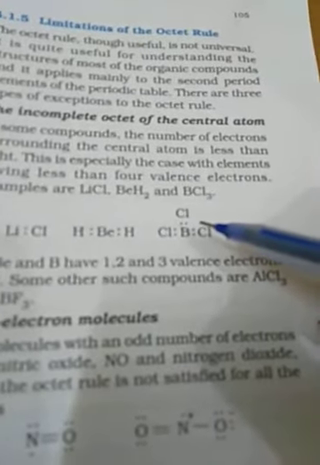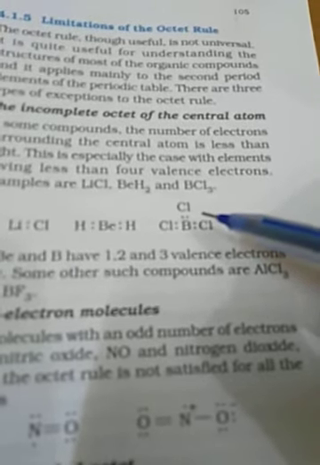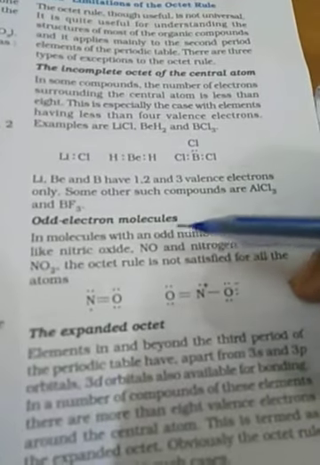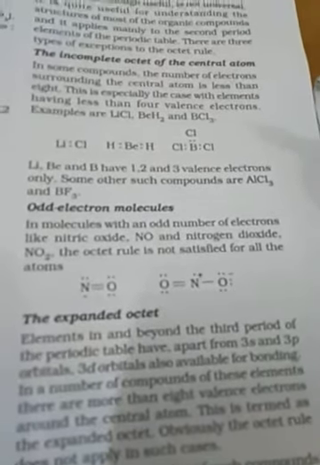In this way, BCl3 also you can see. So the central atom many a times is not following the octet rule, the incomplete octet, and then also it forms the molecule. So this is the limitation of this Lewis structure. Next one is odd electron molecules. In molecules with an odd number of electrons like nitric oxide, NO, and nitrogen dioxide, NO2, the octet rule is not satisfied for all the atoms.